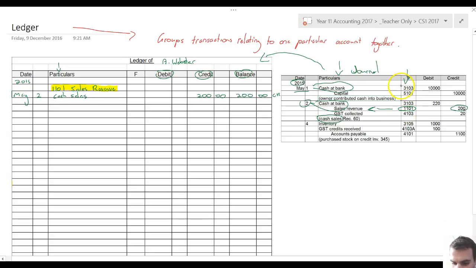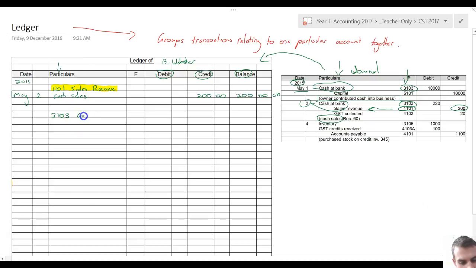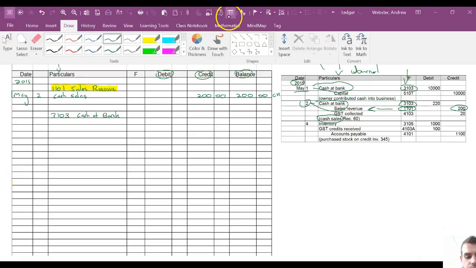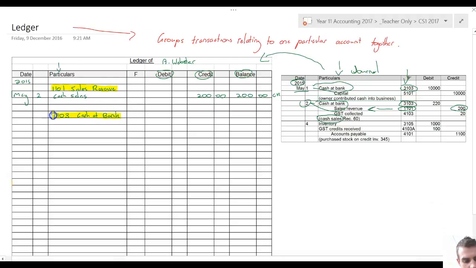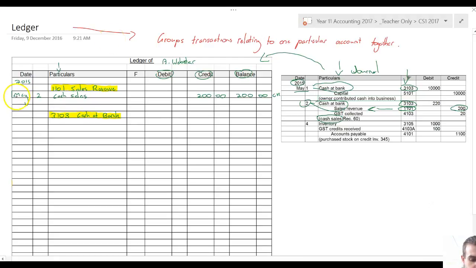The next one will be this 3103, and you can see that comes up twice. So our next account, let's leave a space, is 3103 cash at bank. Again, this is a heading account, so we need to highlight this, or make it bold, or make it a heading. The same month is here, so we don't have to do anything with that. But cash at bank, it happens on the 1st, so I'm just going to put a number 1 in here.